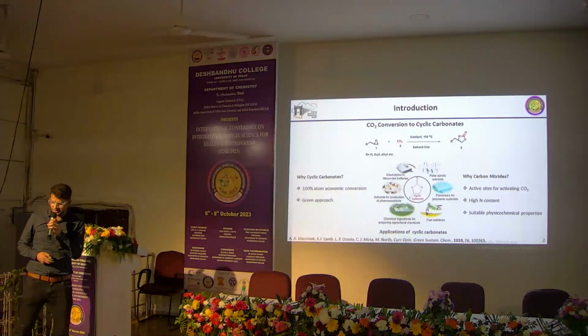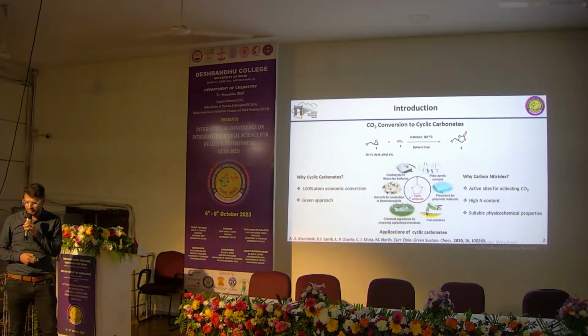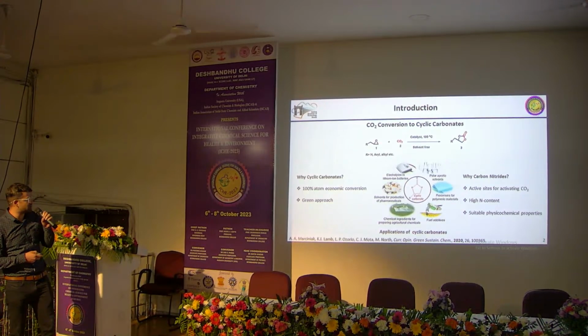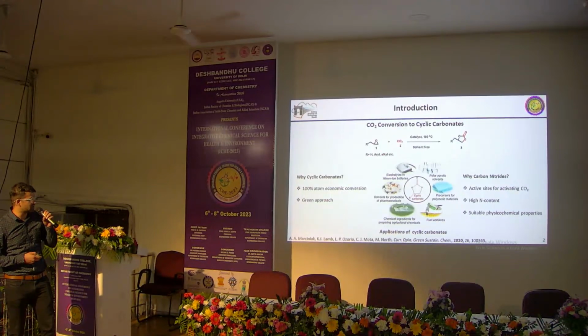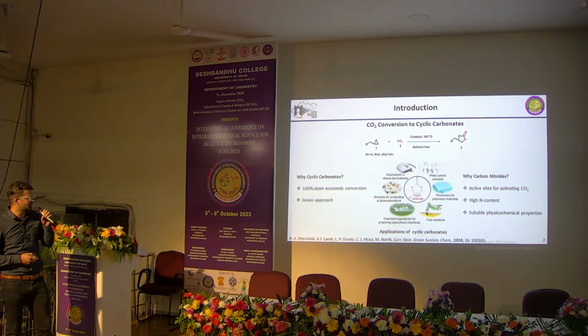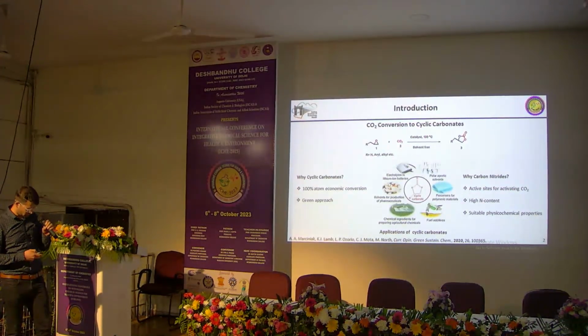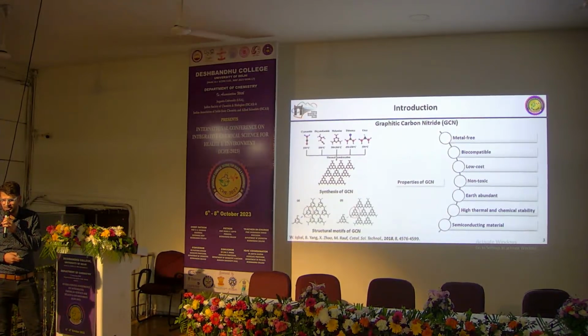Further, in my introduction, I have written that we use carbon nitride. So why particularly carbon nitride? If we see these two reactants, we have CO2, which is Lewis acidic in nature, which requires some basic moieties in our catalyst. As we know, carbon nitride has a lot of nitrogen, which can activate this CO2.